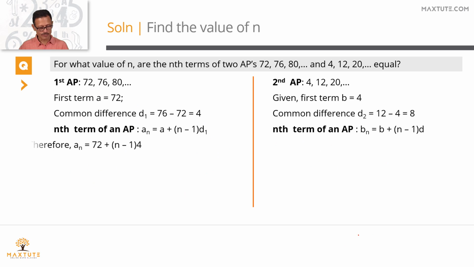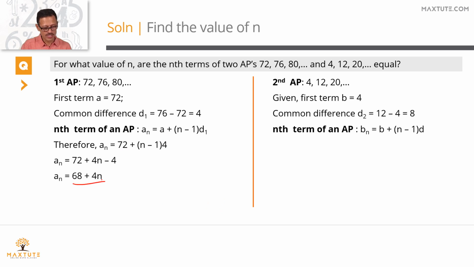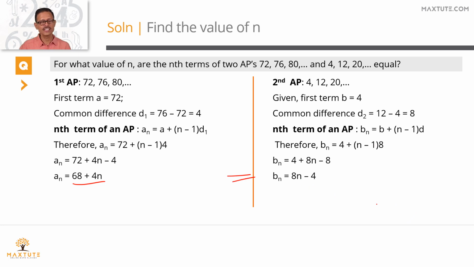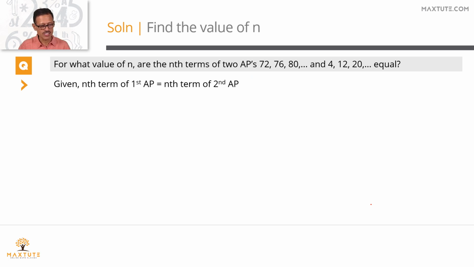Quickly run through this in a printed form. The nth term of this progression is the first term plus (n minus 1) times the common difference. So this will basically boil down to 68 plus 4n. Second progression, bn is equal to the first term here, which is 4, plus (n minus 1) times the common difference, which is equal to 8. This simplifies as bn is equal to 8n minus 4. The question mentions an equals bn. Find that value of n for which an will be equal to bn, which is 68 plus 4n should be equal to 8n minus 4, leaving us with the value of n to be equal to 18.